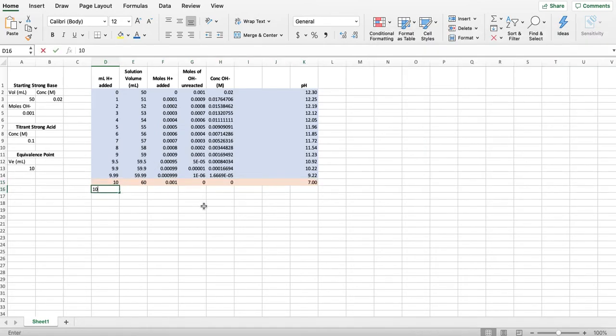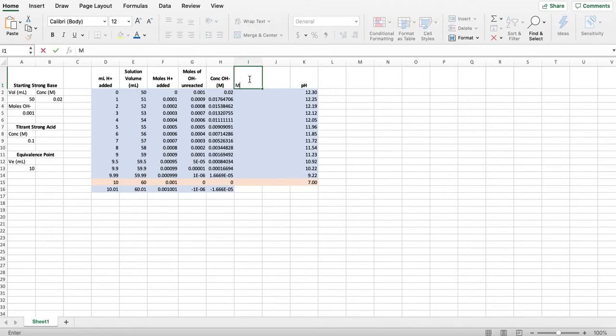And then going in next, past the equivalence point, volume is correct, the moles of H plus added is correct, but now we have a negative moles of OH minus unreacted, and that's not going to really work. And so now you'll see why we have these other two columns. For region 3, what we care about is the moles of H plus in excess. And then we can figure out the concentration of H plus with molarity. So now we're going to fill those in.